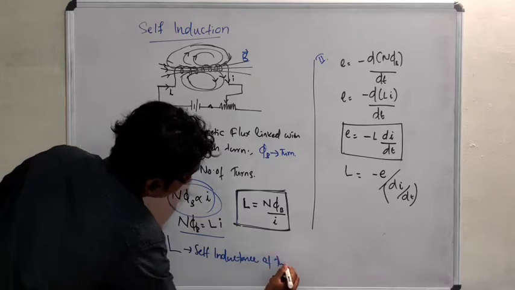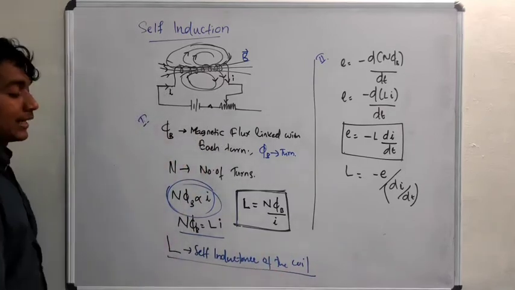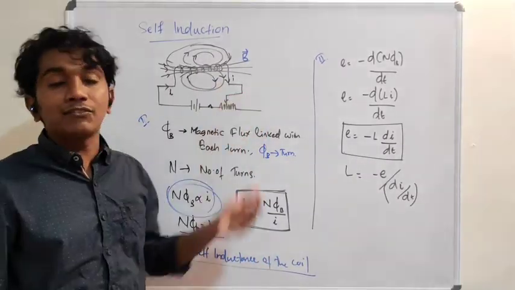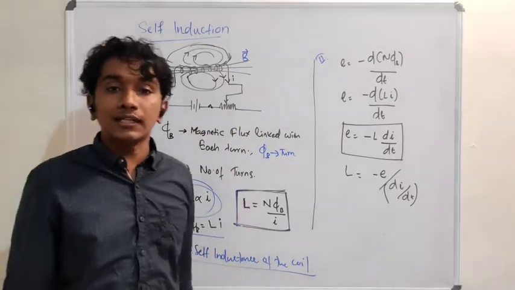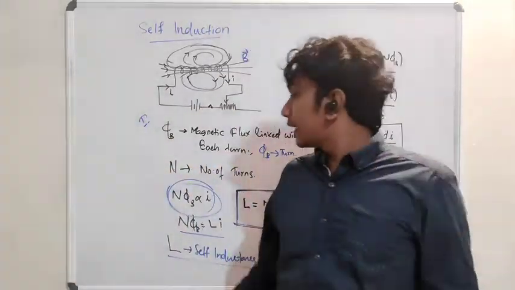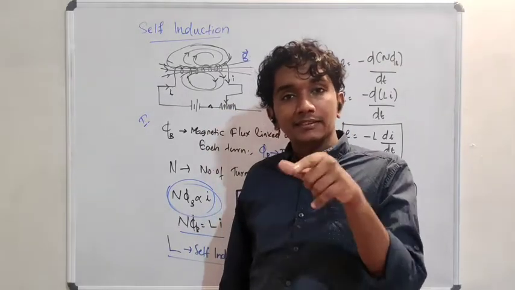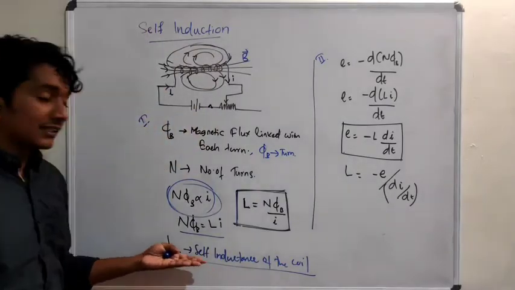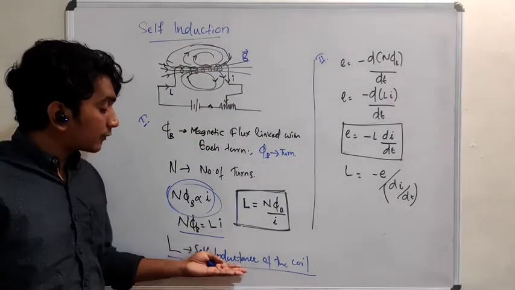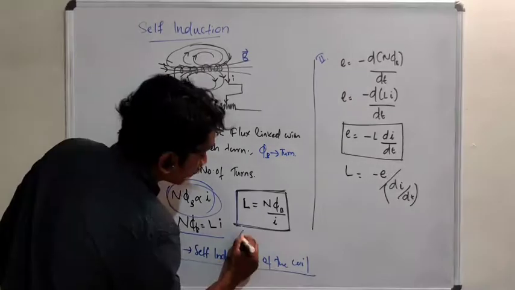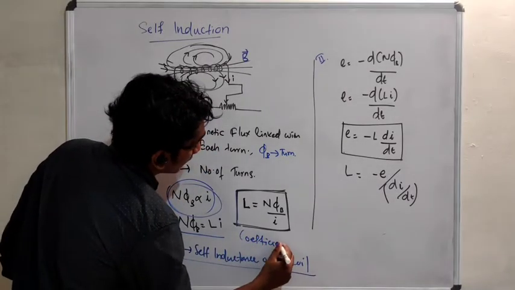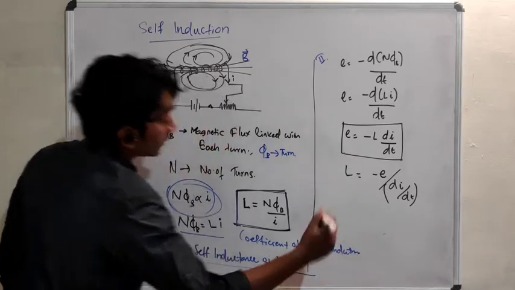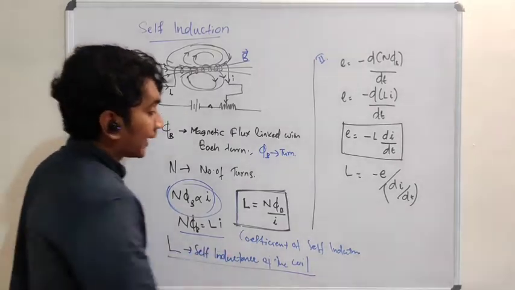Self-inductance of the coil. One thing is very clear, that inductor is the device, the material, the conductor, and inductance is the property, same as resistor and resistance. Since it is self-induction, we can call it the self-inductance of the coil, or we can also call it the coefficient of self-induction.